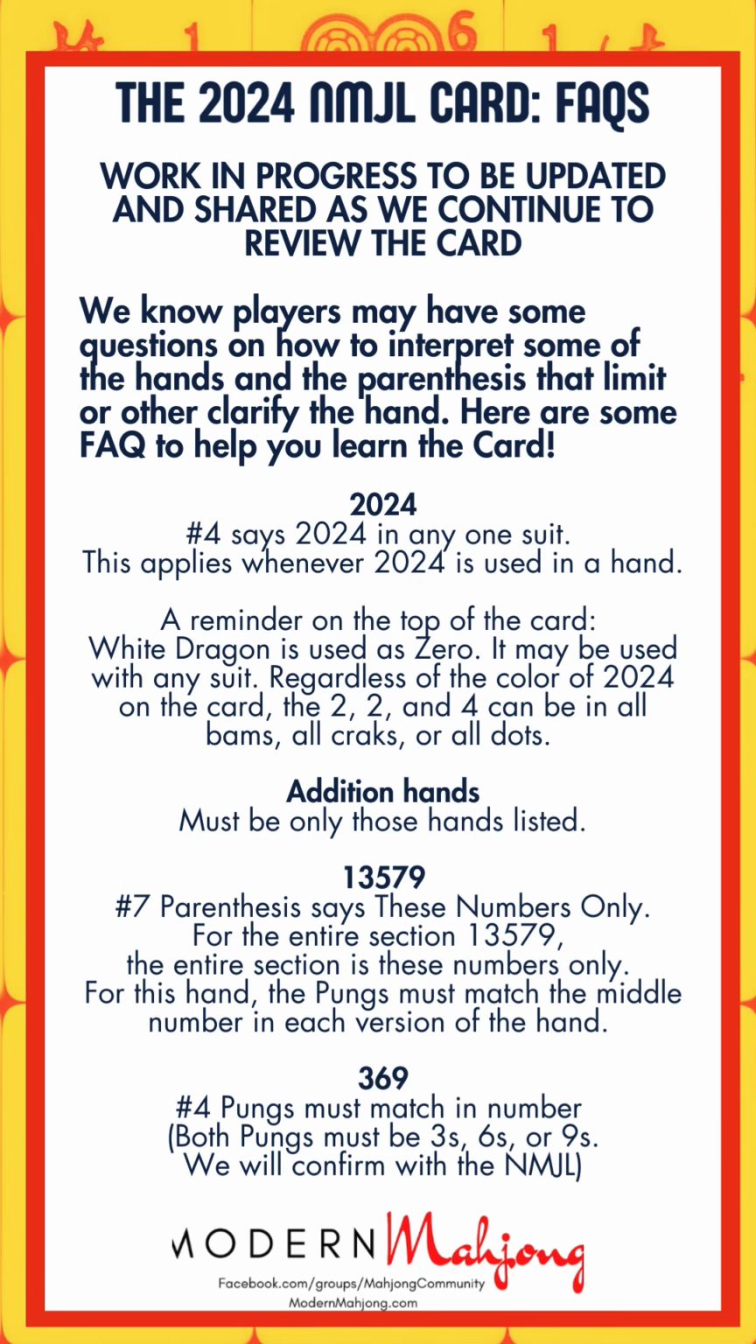13579, the parentheses say these numbers only, and that's referring to the pungs at the end. In each of those options, they must match the middle number. So the 135 hand, it must be 3s. The 579 hand, it must be 7s.